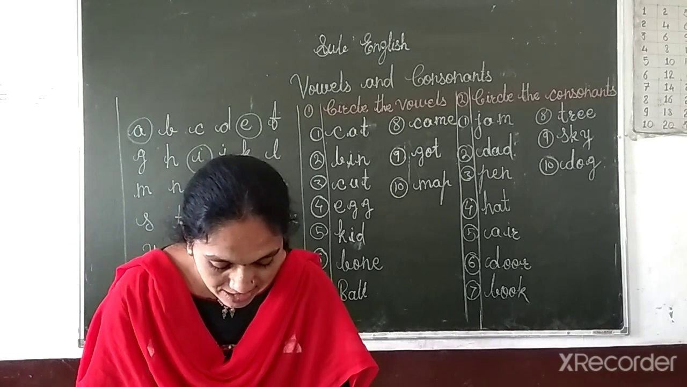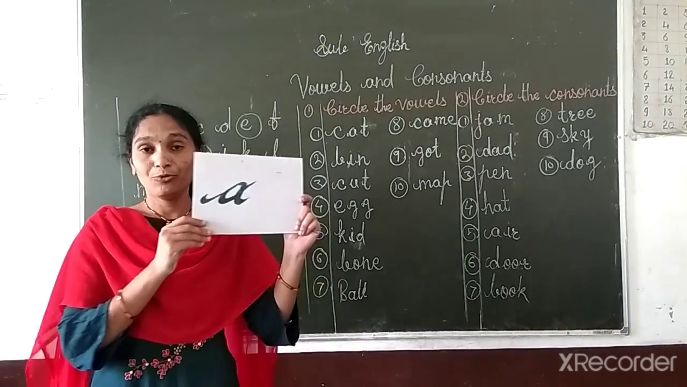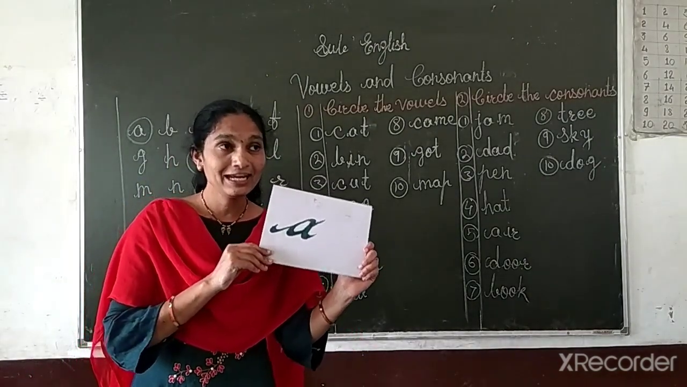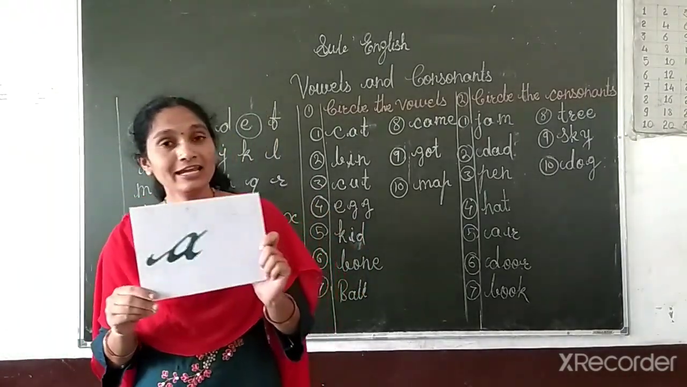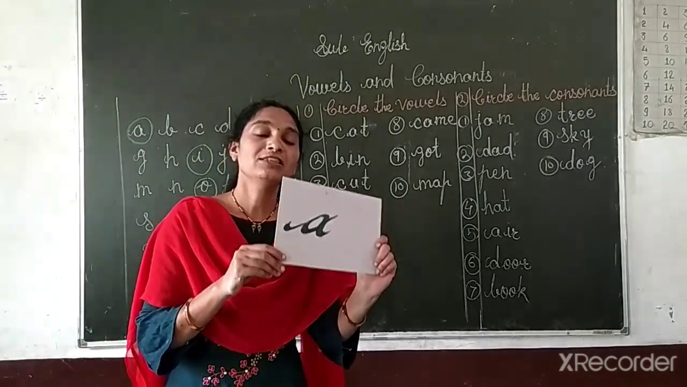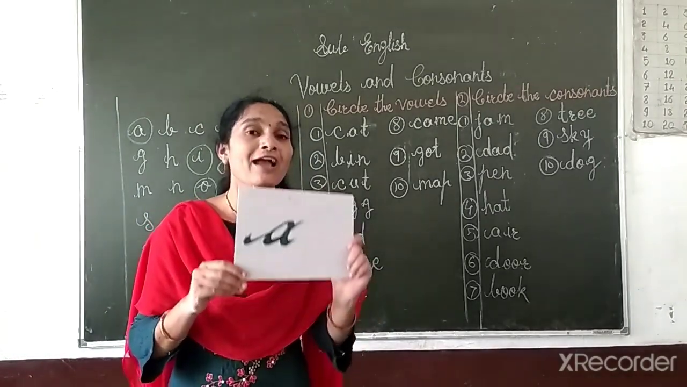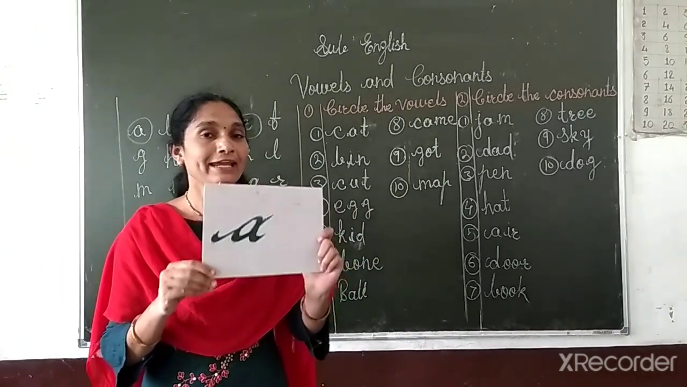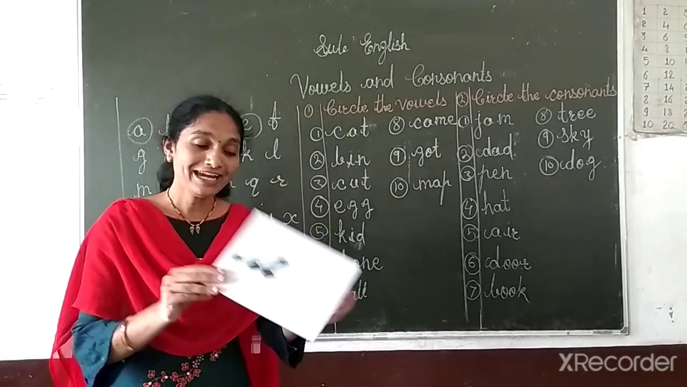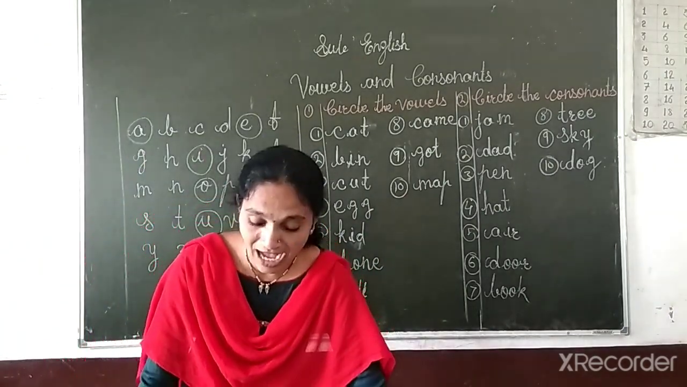Now here is A. Who is here? A. I am A. I make the sound A. I am a short vowel A. Okay, fine. Now whose turn?